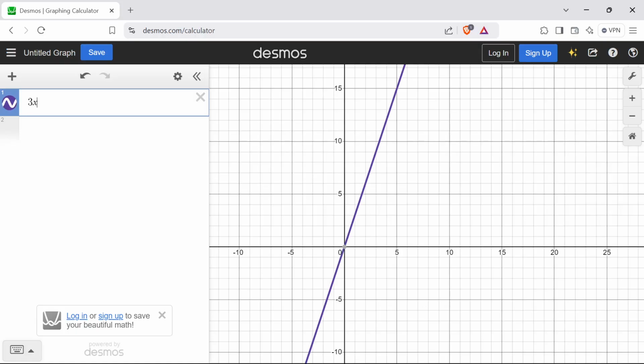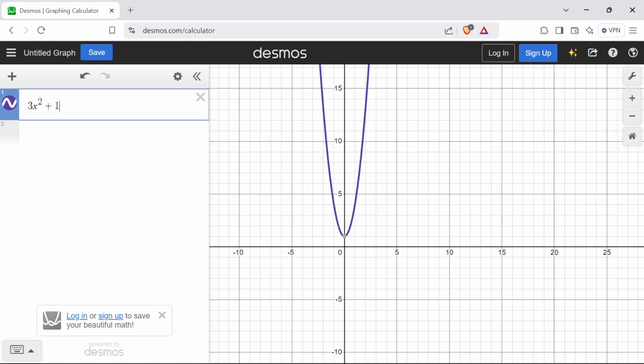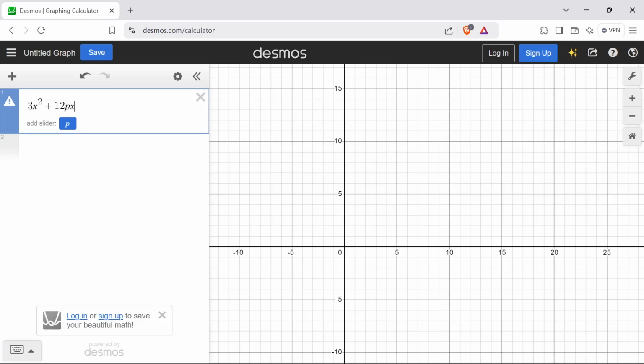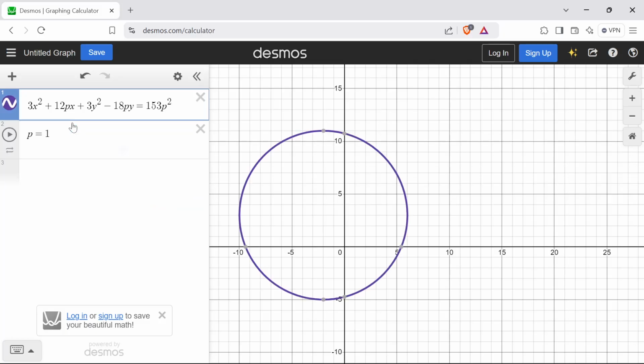3x squared plus 12px, I think it was that, plus 3y squared minus 18py equals 153p squared. Yes, and then I'll put in a slider for p, and now it's drawn this beautiful circle. Okay, how do I find the radius?